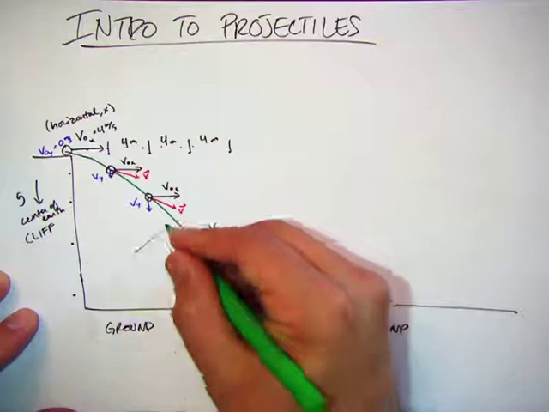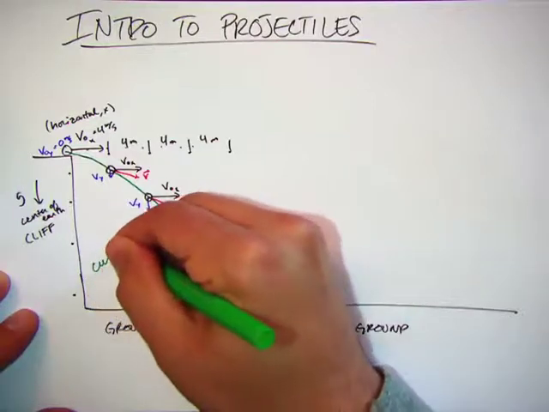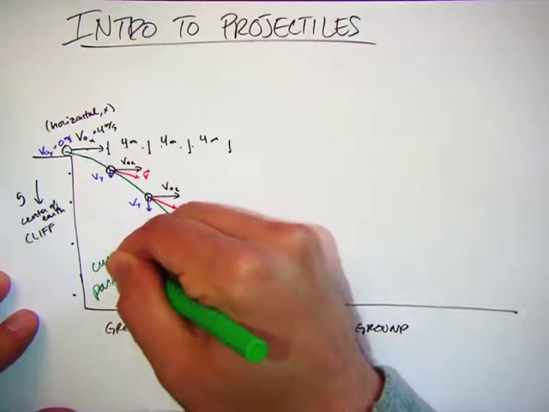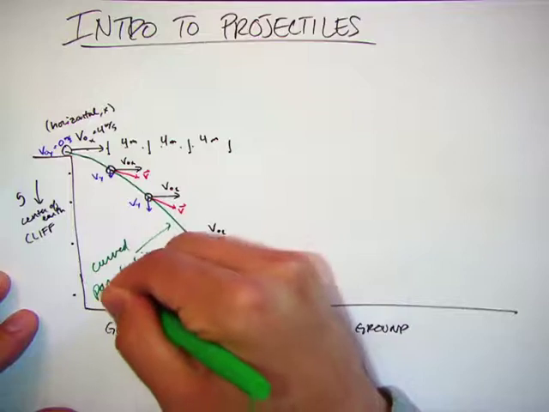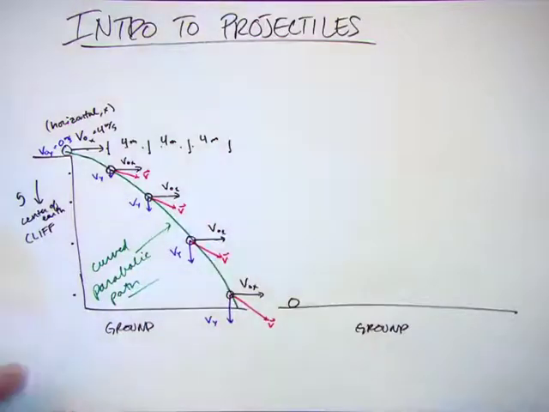a curved parabolic path. Now why is that? Why does it form a curved parabolic path? So here's a little bit of an aside.